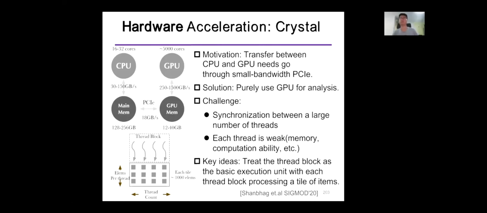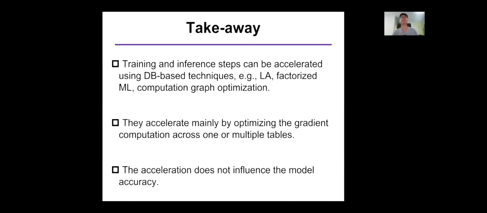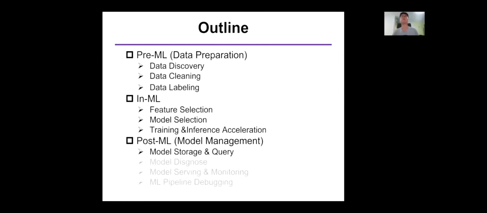So the key idea is to treat the thread block as a basic execution unit. And each thread block can process a tile of items, and it can improve the memory and computation ability. So the takeaway is that the training and inference steps can be accelerated using many DB-based techniques like linear algebra, factorized ML, and computation graph optimization. They accelerate mainly by optimizing the gradient computation across one or multiple tables, and the acceleration does not influence the model accuracy.